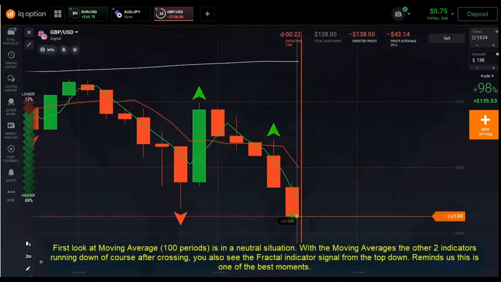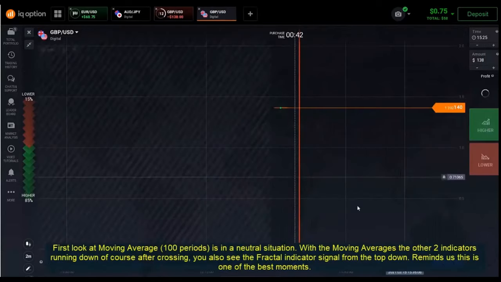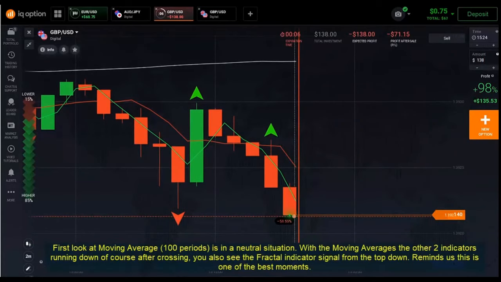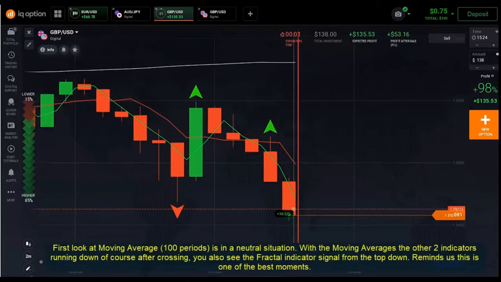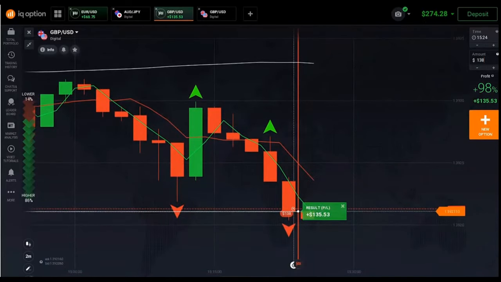First look at moving average 100 periods. Is a neutral situation with the moving average, the other 2 indicators running down, of course, after crossing. You also see the fractal indicator signal from the top to bottom. So this reminds us this is one of the best moments. And we have one, of course.